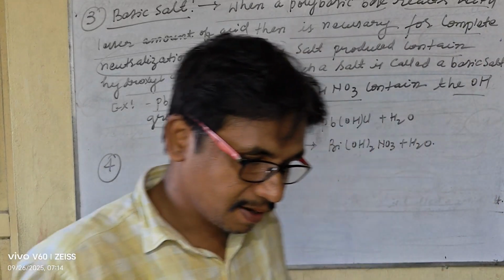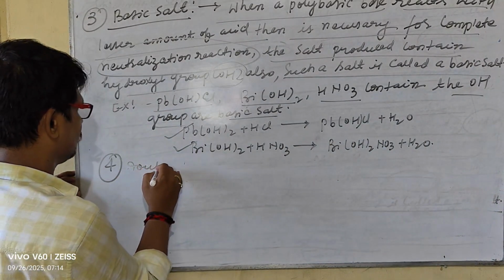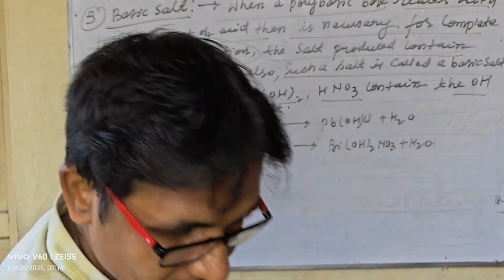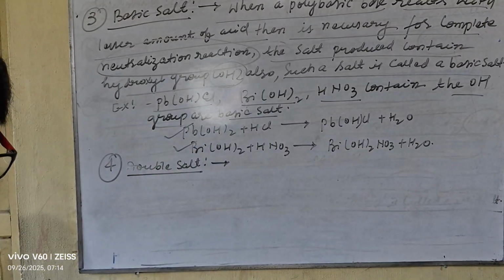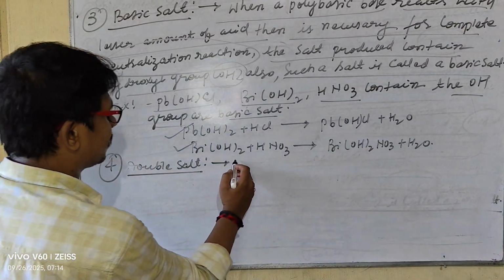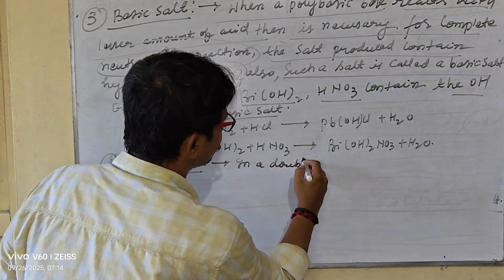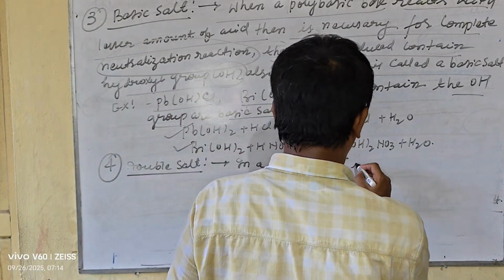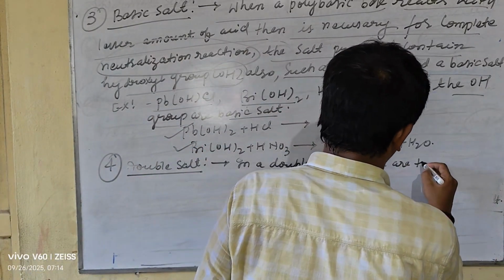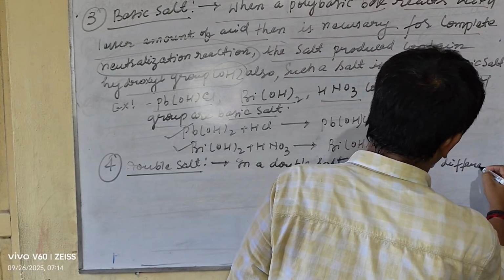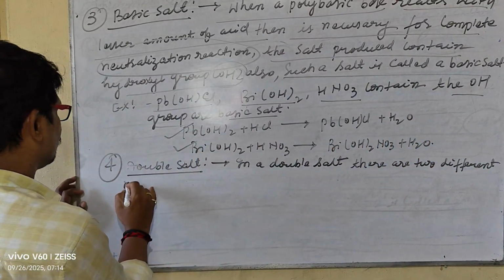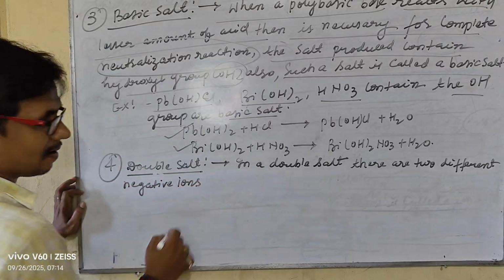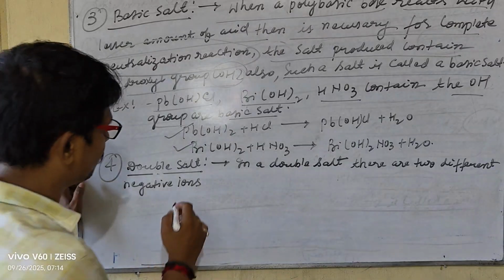The last one is double salt. In a double salt, there are two different negative ions and or positive ions.